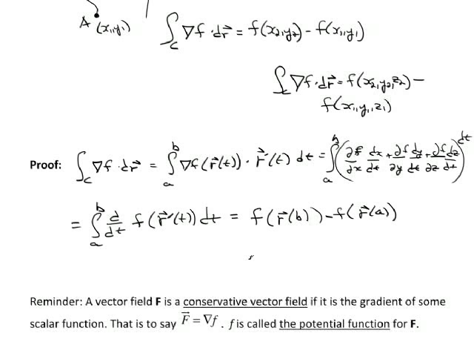Now, just as a quick reminder, a vector field F is a conservative vector field if it is the gradient of some scalar function. That's to say that if the vector field equals the gradient of f, then this f is actually referred to as a potential function for F. Obviously, this is a vector field, because we use that idea when we're talking about this previous example or this previous explanation.